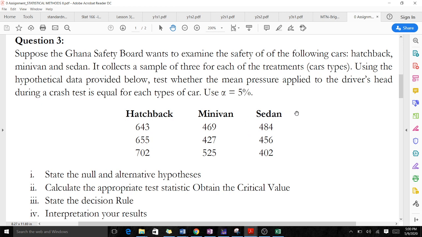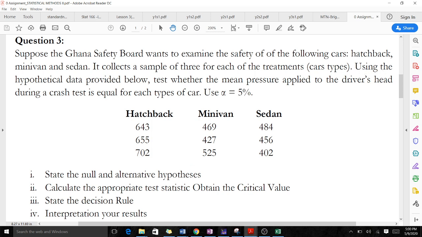Alright. So the question says we should state the null and alternative hypothesis, calculate the appropriate test statistic, and obtain a critical value, state a decision rule, and interpret our results. So let's solve our question. So we are going to state a null and alternative hypothesis. So we will get it from here.